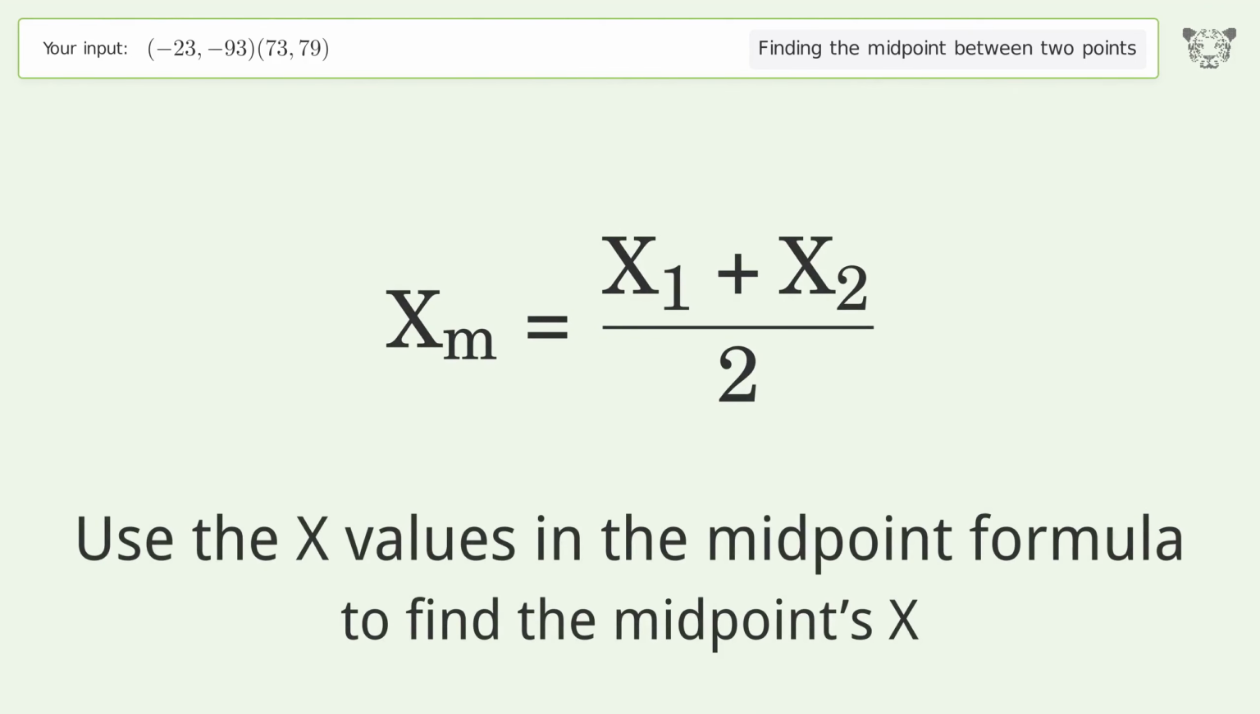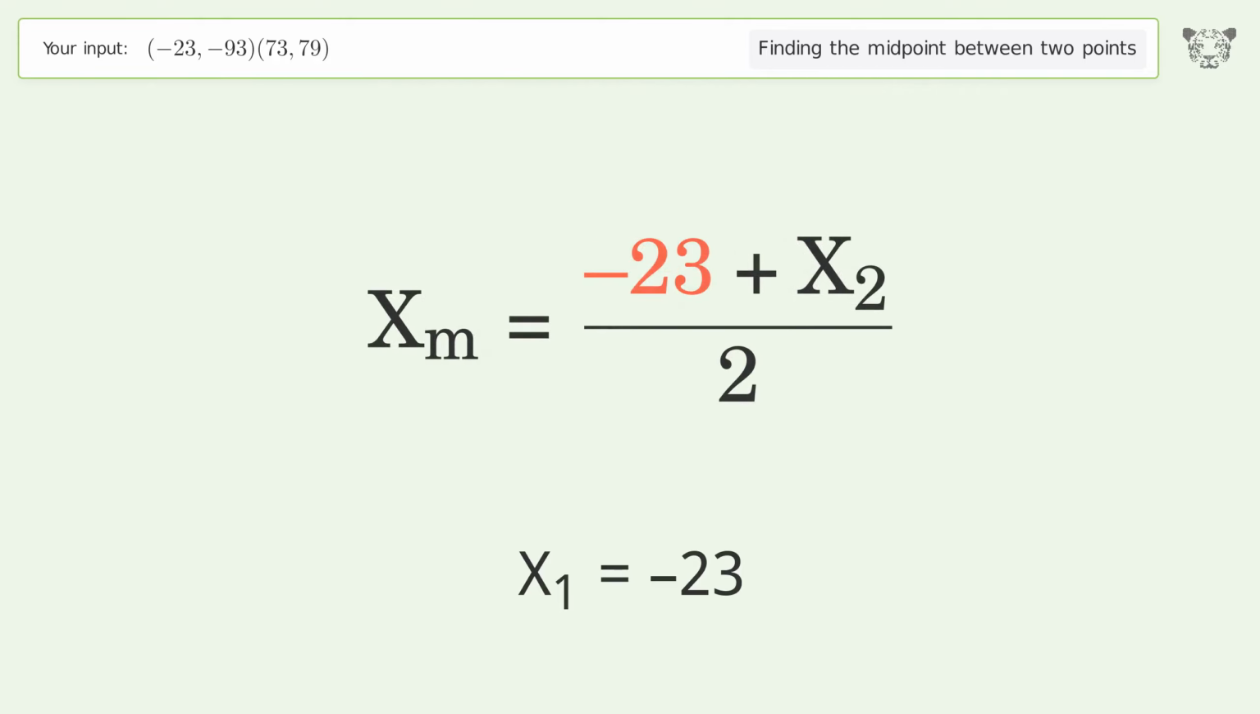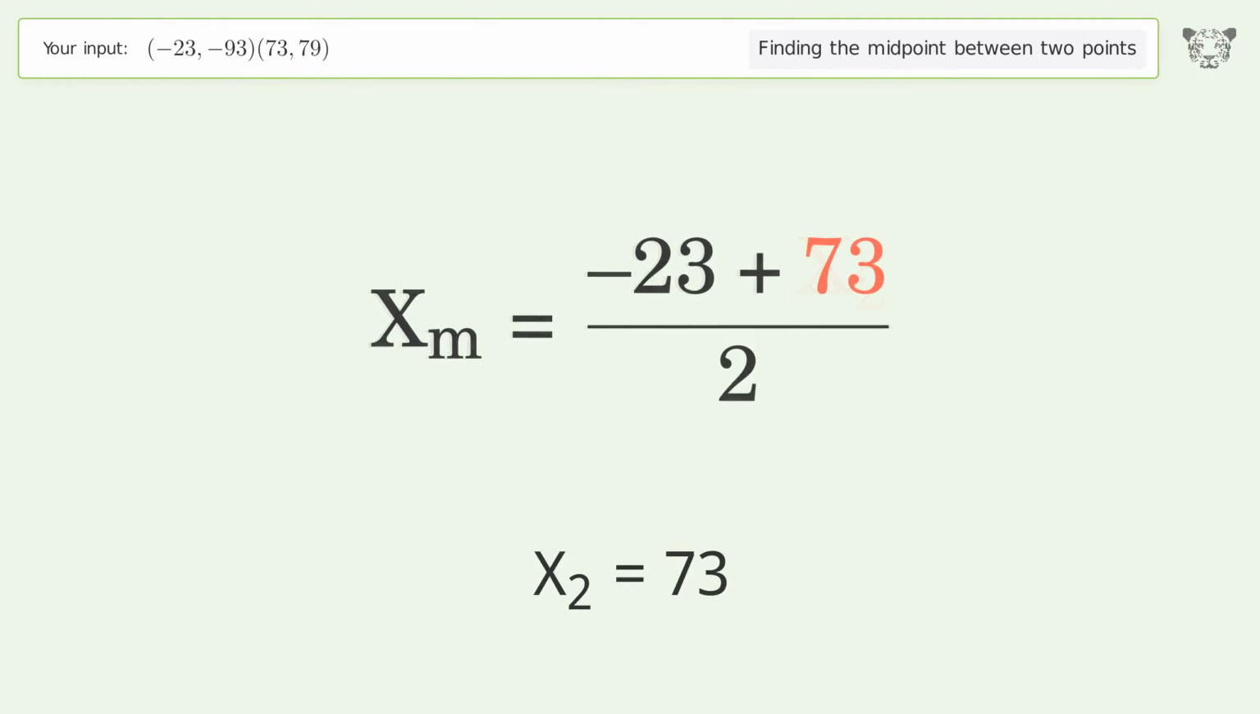Use the x values in the midpoint formula to find the midpoint's x. x1 equals -23. x2 equals 73. Simplify the arithmetic.